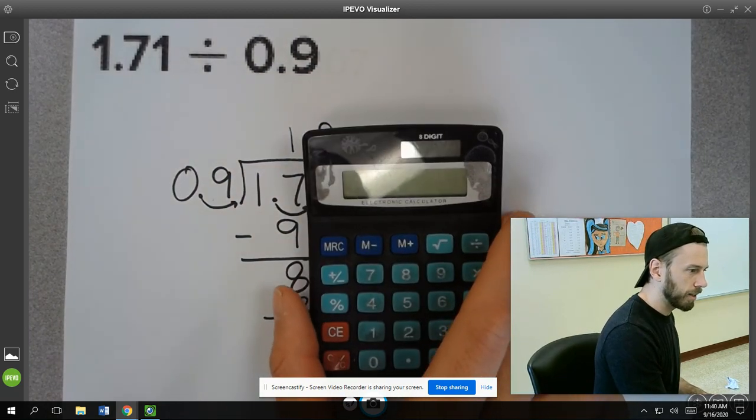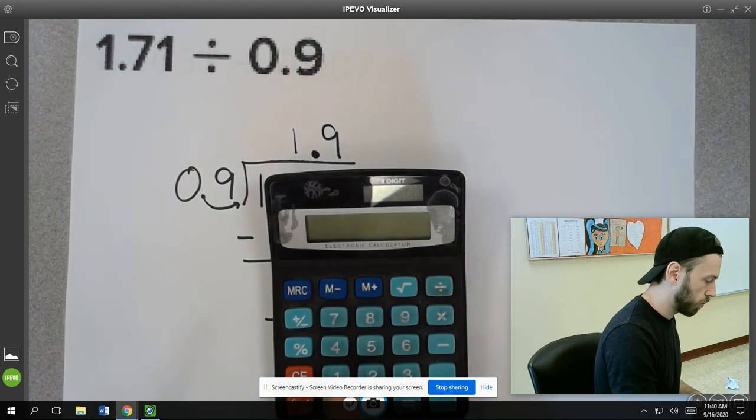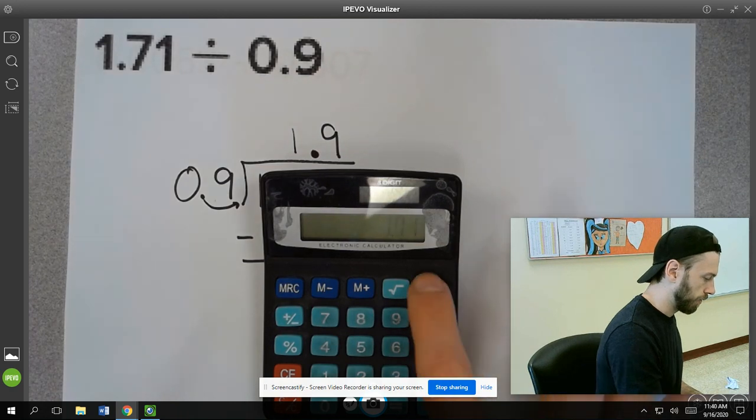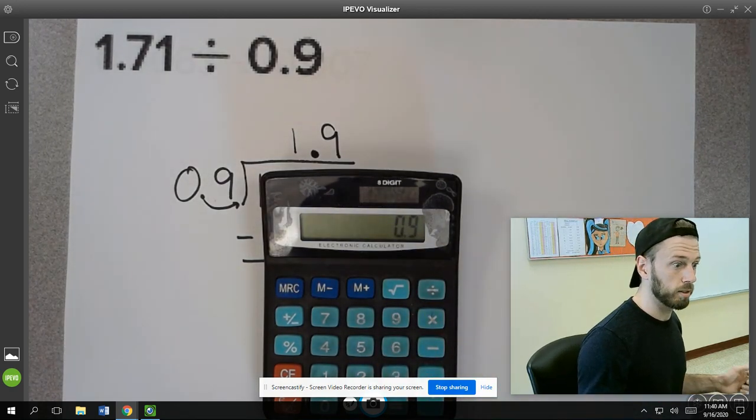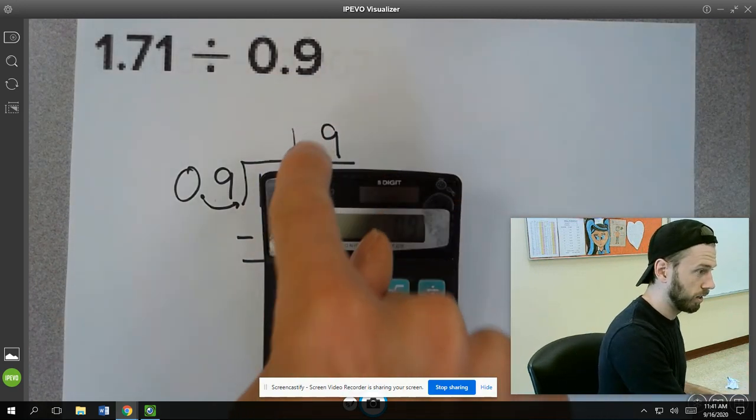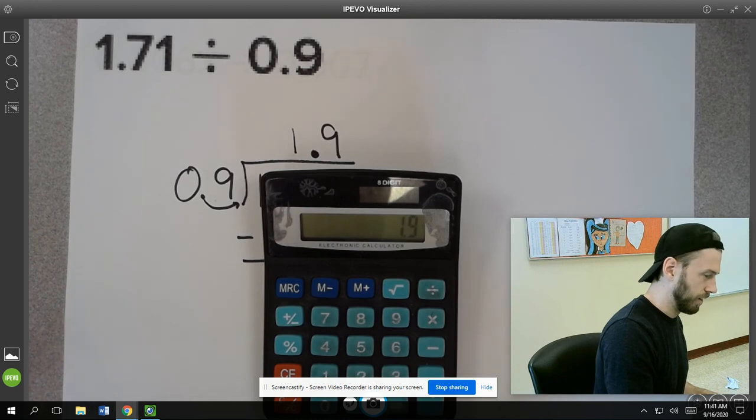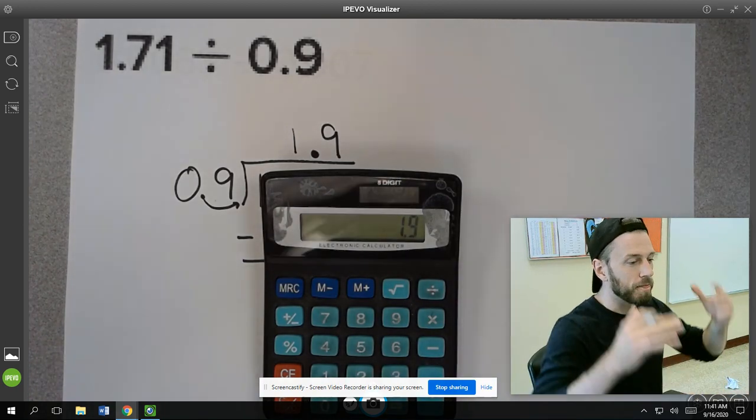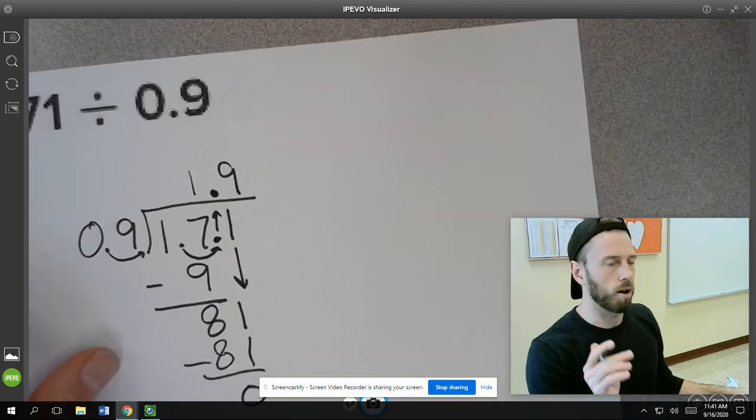If I pull out my calculator here, and I were to do something along the lines of the original problem, 1.71 divided by 0.9, then it should give us the same answer, right? It should give us 1.9 if we're correct. And there we go. As you can see, it does give you the same answer, but that's the little workaround that we have to do to make sure it works for our algorithm.